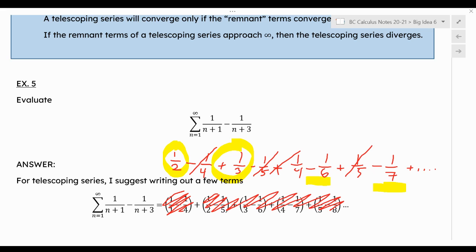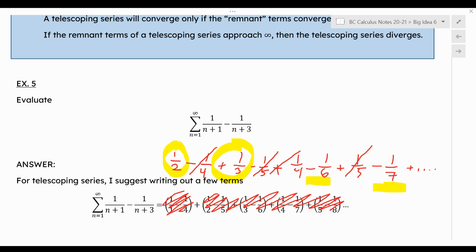But they're going to eventually waste away to nothing, because there are more terms that I write out. Those terms will get smaller and smaller. So those remnant terms go to 0. The first terms at the front, a half and a third. Let's see, we add a half and a third together. It's 3/6 and 2/6, 5/6, right? Is what that sum would be.